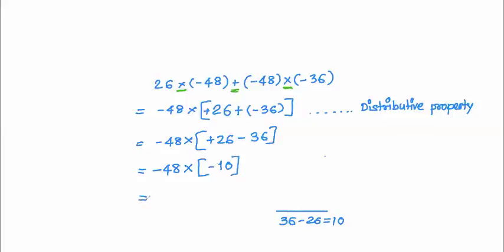Now multiplication, one negative number, second also a negative number. First, we'll multiply the weights. 48 into 10 gives us 480. Two negative numbers, an even number of negative numbers, gives the answer sign as plus. 480 is the answer.